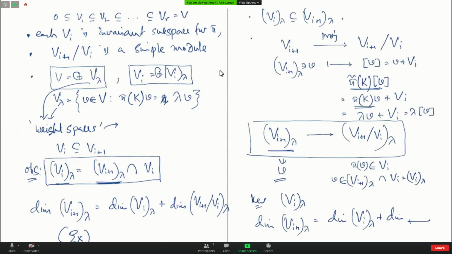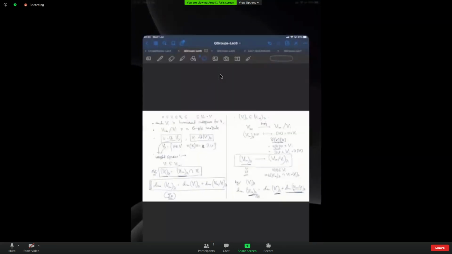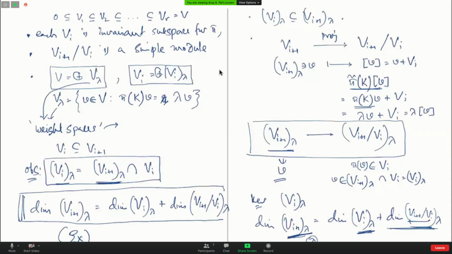Sir, it seems it is not updating. Huh? No, I have not written anything new. Okay. Oh, actually true. Yes, but I did not write anything new. On the left side, I just put a rectangle around that equality. Yeah, it was not updating, that is true.